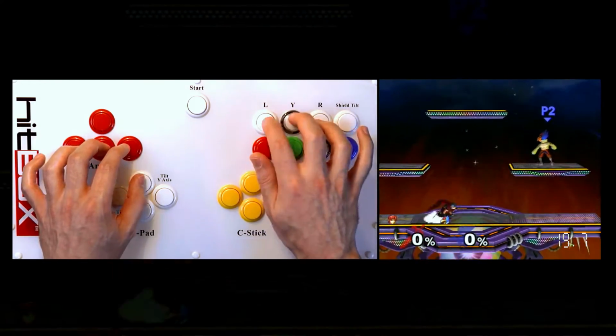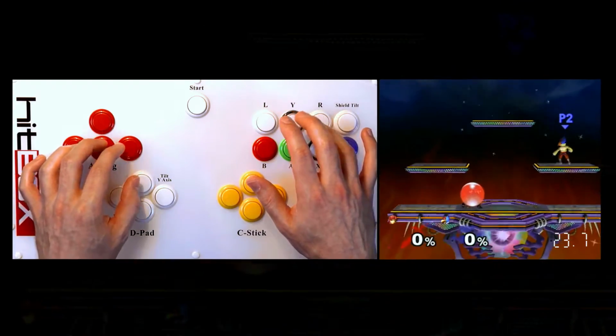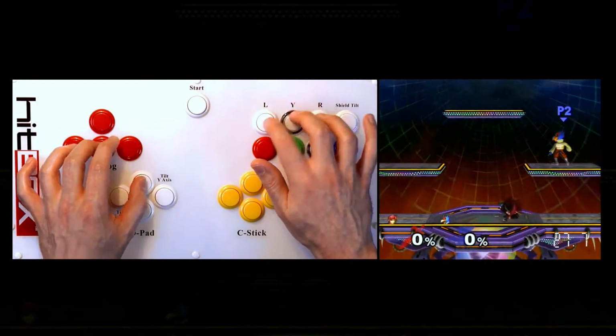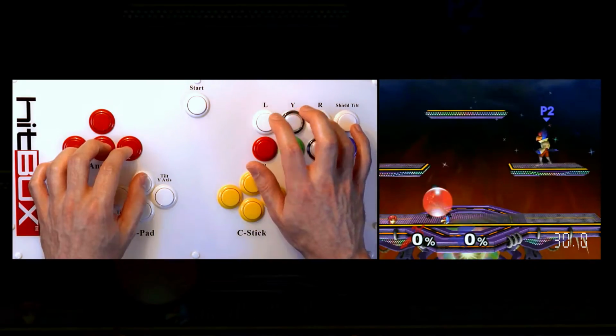The only thing to note is that if you don't want to get dodge rolls and spot dodges, you have to press your angle after you jump. That's about the only thing to know. Otherwise, it's 100% the same as wave dash and just as easy. So there you have it.